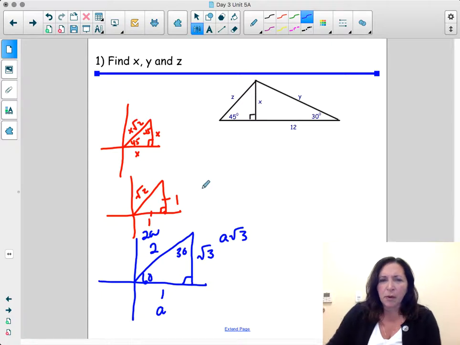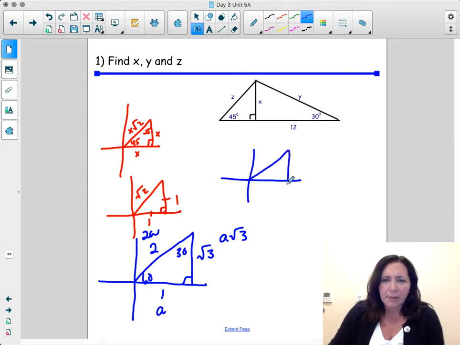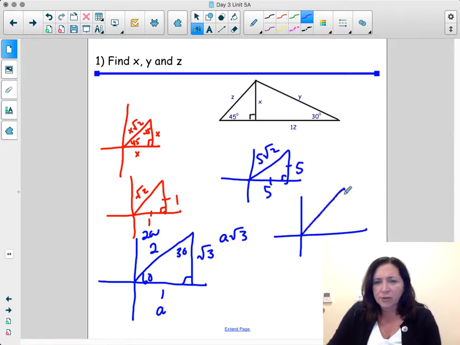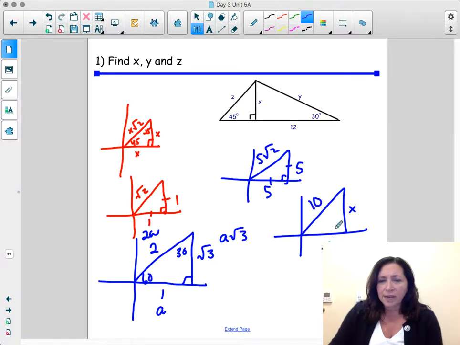This works pretty well, except when you're going backwards. What I mean by that is if I have a 45, 45, 90, and I know this side is, let's say, 5, not on the unit circle, then this is going to be 5 root 2. But what if it wasn't all nice and neat like that? What if they gave you this is 10, and they asked you to find x, or this x, which we know are the same because it's 45, 45, 90.